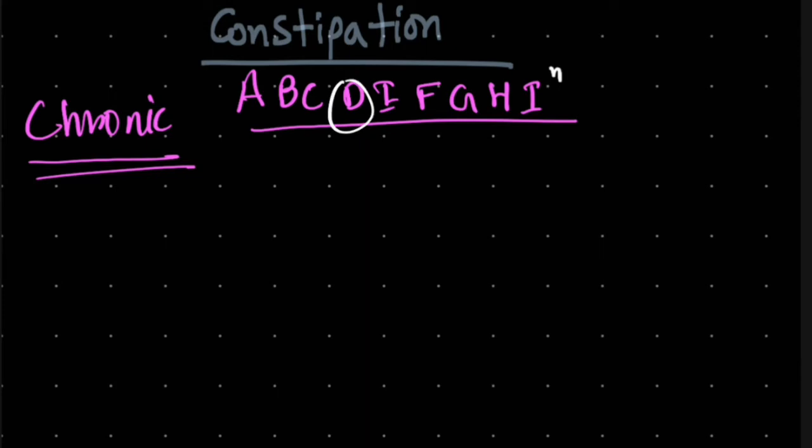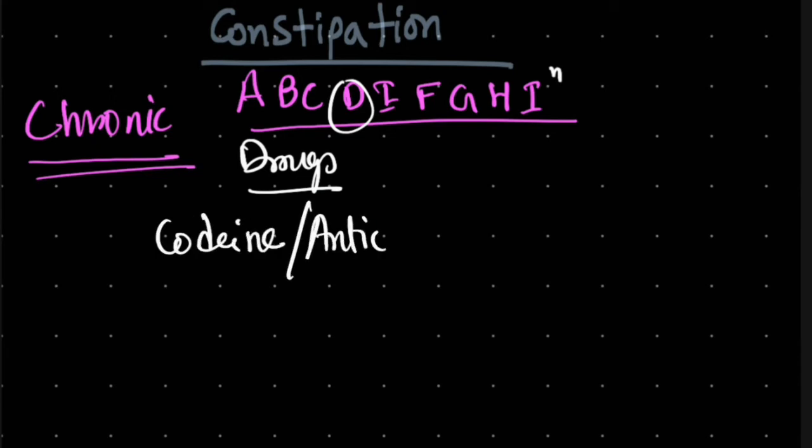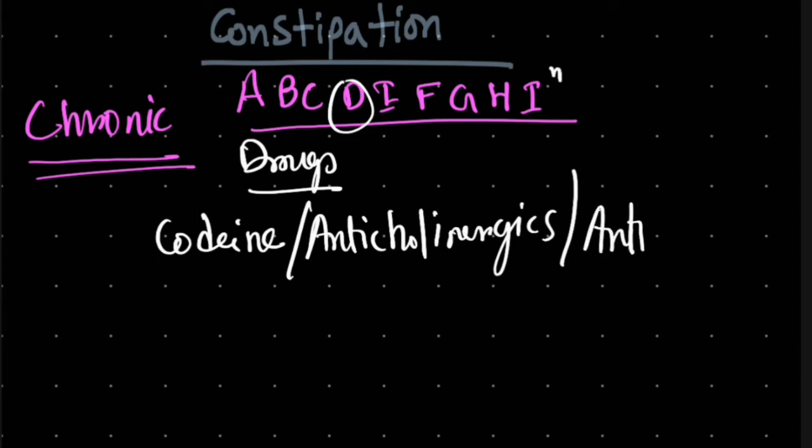Now comes D. D is mainly for drugs. What are the drugs that can cause chronic constipation? One is codeine, then anticholinergics, then antidepressants. These are the drugs which can cause chronic constipation. You have to ask the patient for a history of using any of these drugs.